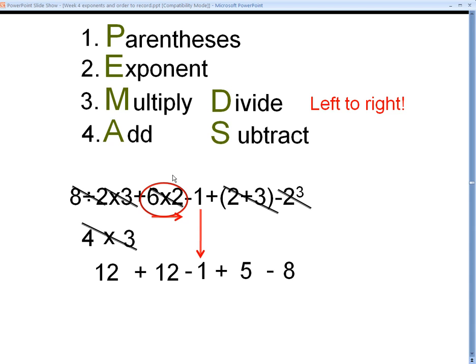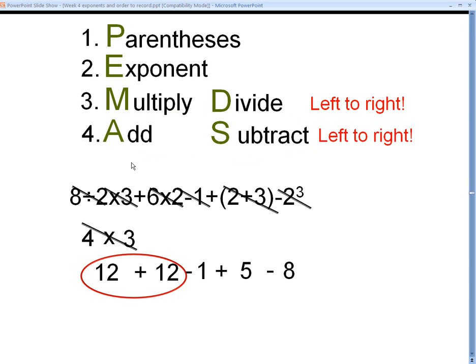Okay, so now I've done all of my multiply and divide in here, and I moved left to right. Add and subtract is the same setup. I move left to right on add and subtract. So I'm going to come down to my new problem right here. I start out with 12 plus 12 is 24. Cross those out. 24 minus 1 is 23.